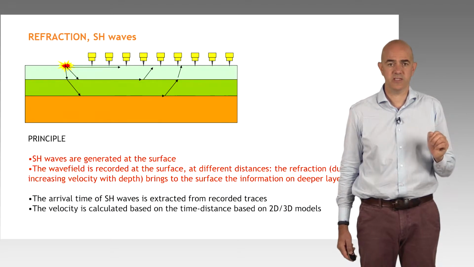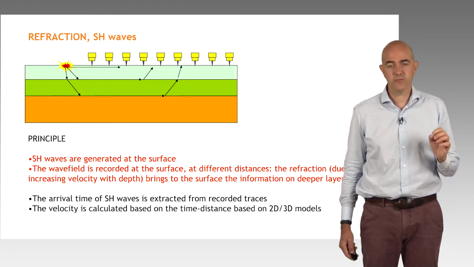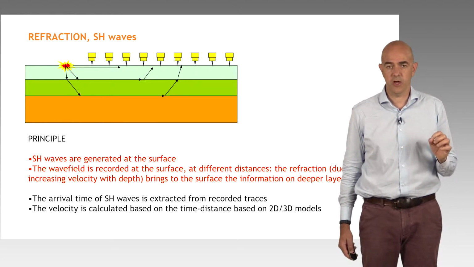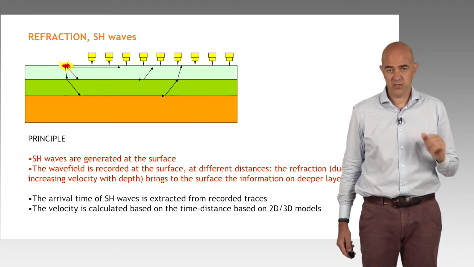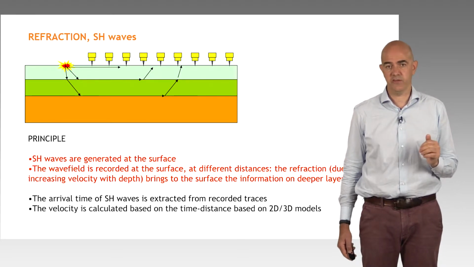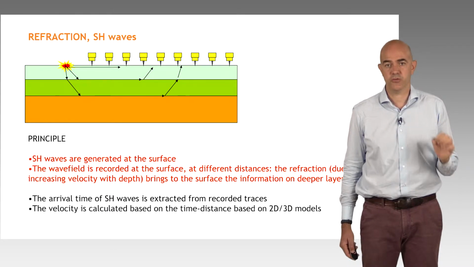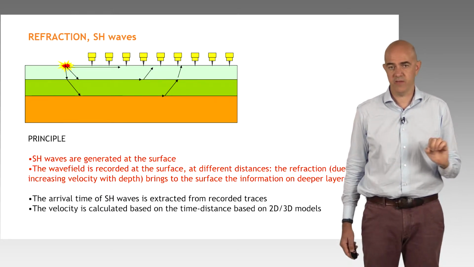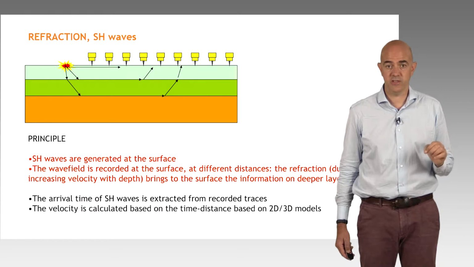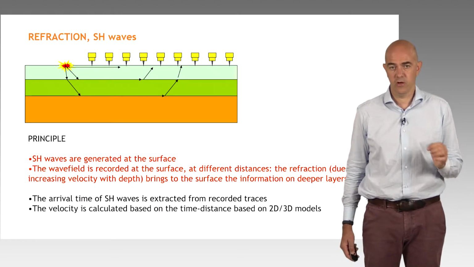So let's start discussing refraction seismic. As we mentioned earlier, refraction is the phenomenon that happens when a variation of velocity creates a change of direction of the wave field. We can place a source at the surface and we can generate SH waves. I'm talking about SH waves because we are trying to measure the shear wave velocity of the subsurface.